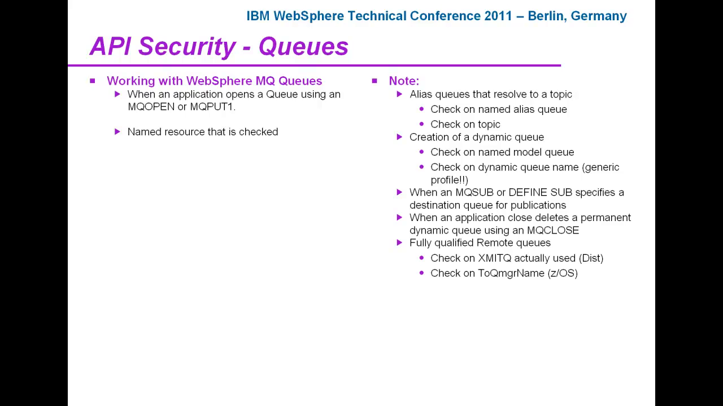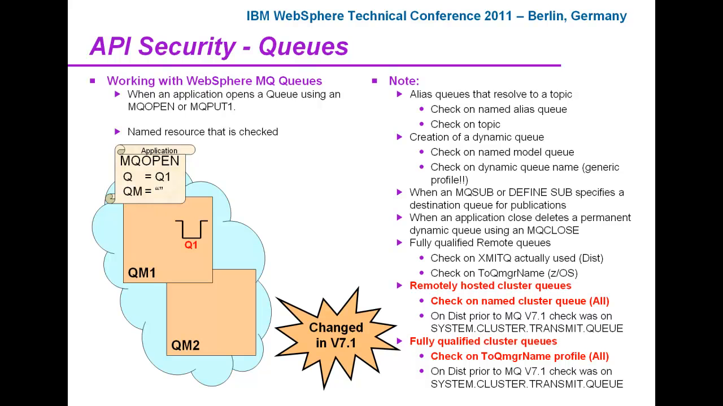I'm not going to read them because you guys can read as well as I can, and I don't like presenters that read their foils. I am going to talk about the bottom two, however, because they are new in 7.1. So we've got another foil that walks through this. So let's look at cluster queue security.